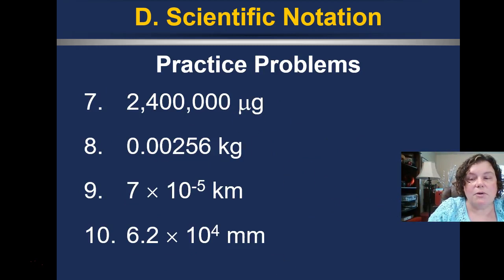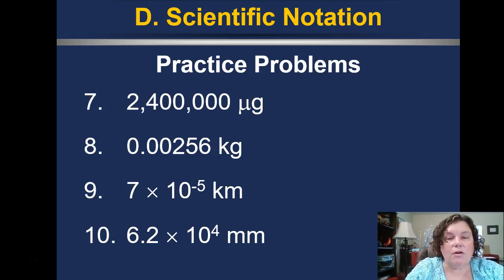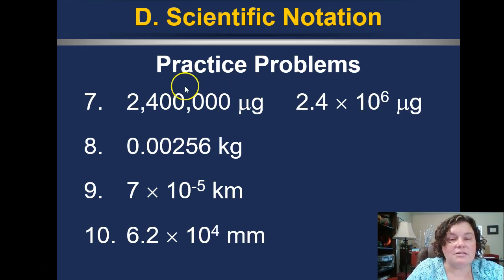So let's do some of the practice problems that are here. We are going to change these into scientific notation. Very large number, our decimal's right here. We count 1, 2, 3, 4, 5, 6. We have moved our decimal 6 places to the left. It is a large number, so we are going to have an exponent of 6. So it's going to be 2.4 times 10 to the 6th.